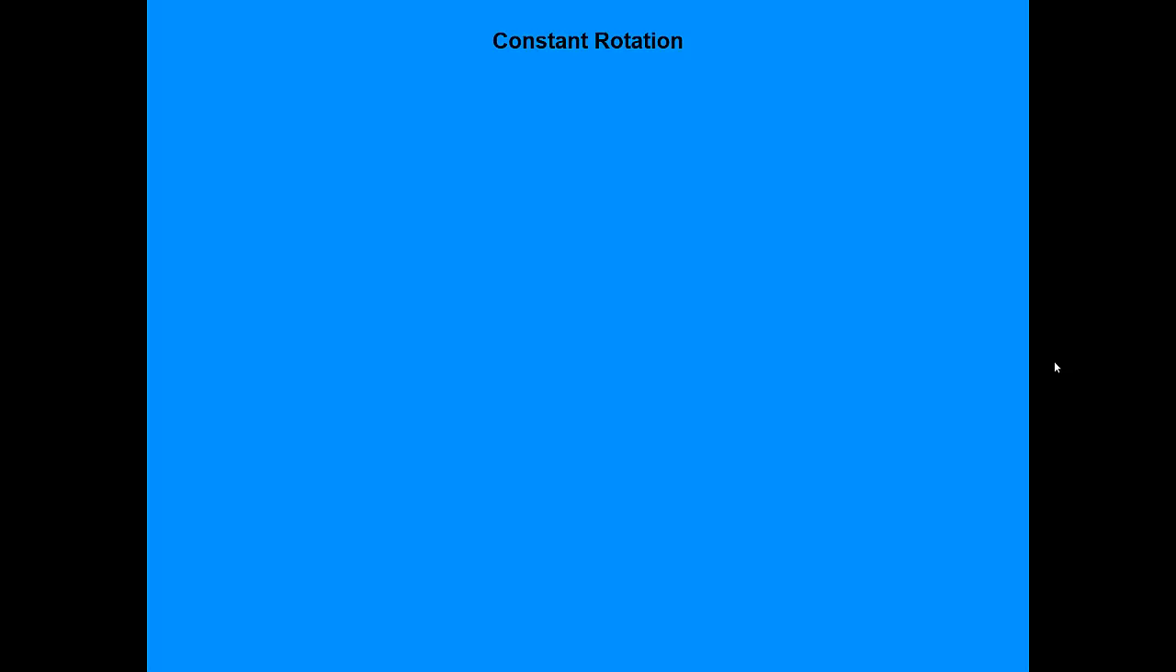Hello everyone. So now that we know how to define angular position with our new unit that isn't really a unit, radian, right? 1 radian being when the arc length and the radius are exactly the same, 2 pi radians in a full circle. Now we can start talking about motion of things that are rotating, okay?